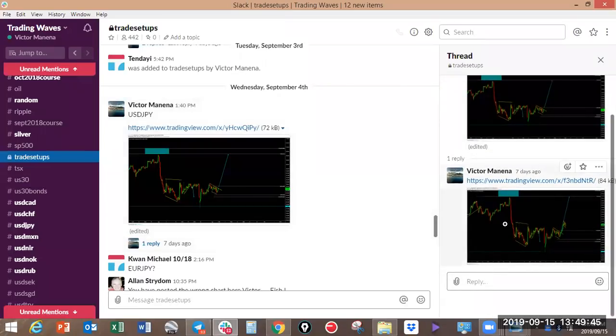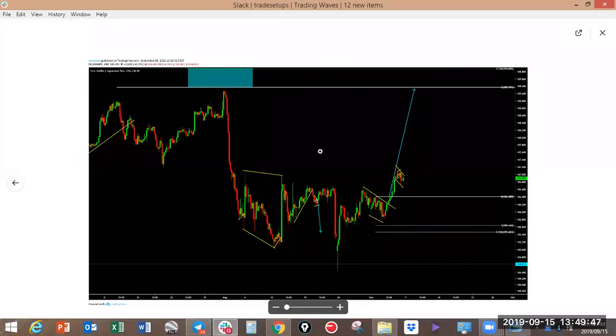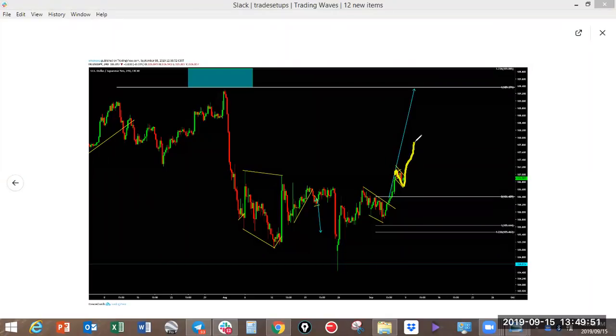Last week it was correcting. This is the update last week. It was correcting, and we said it's going to keep pushing higher. We are now around the 108 area. Another 100 pips in the last week. We're still holding this one. We're going to let it play out to target at around the 109 area.